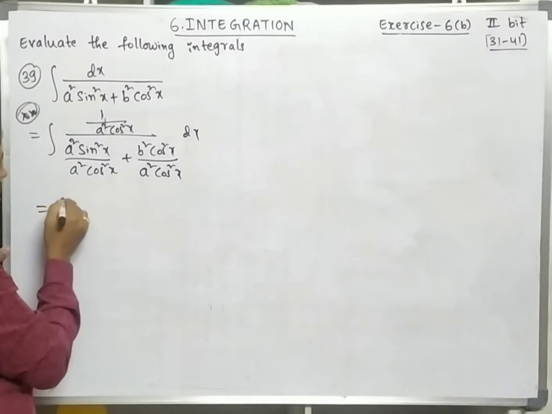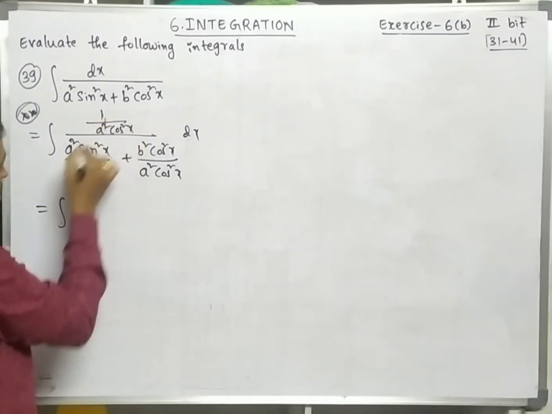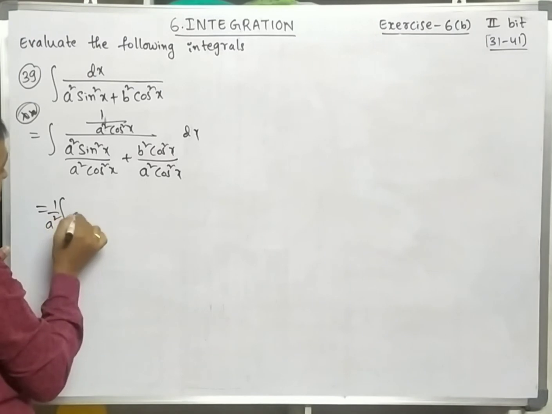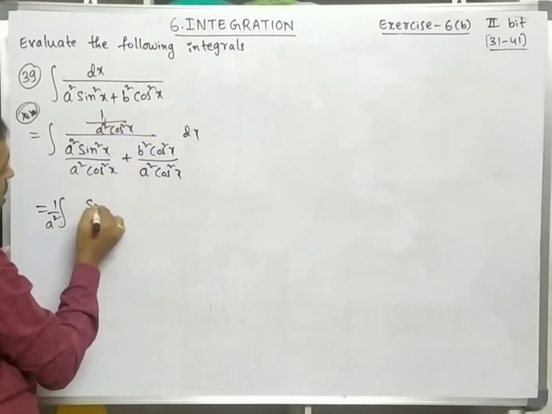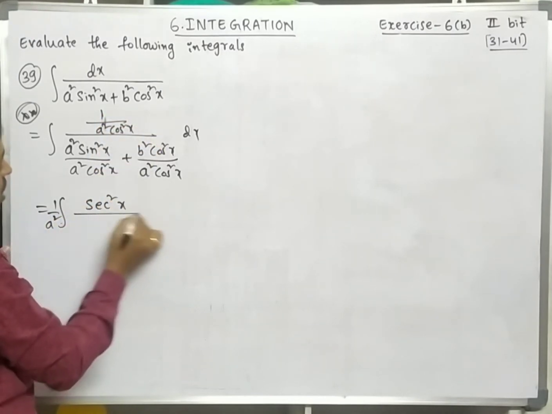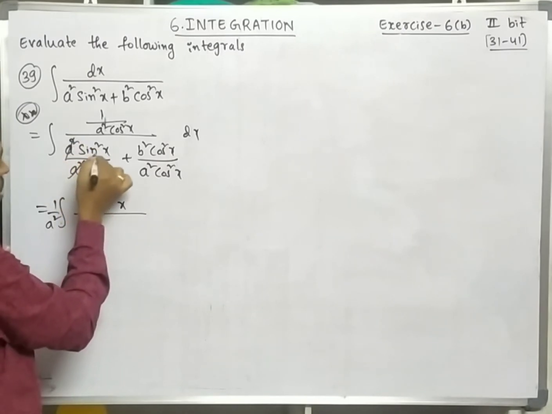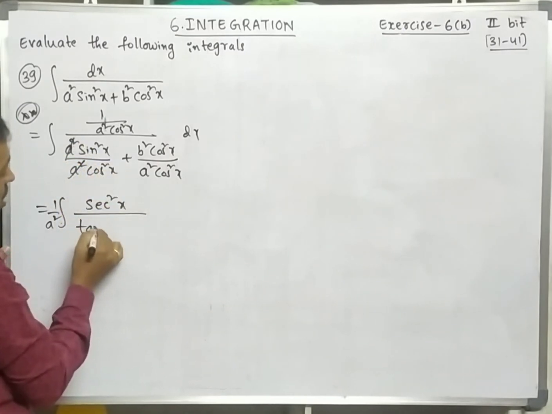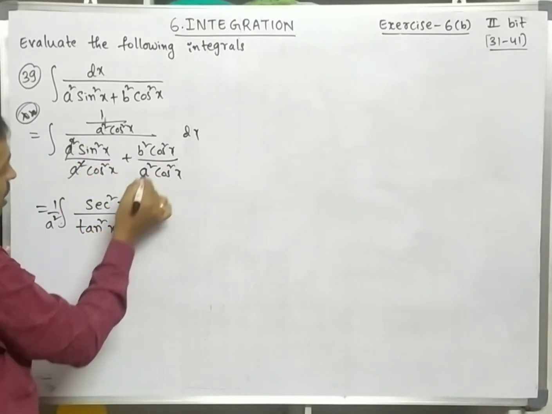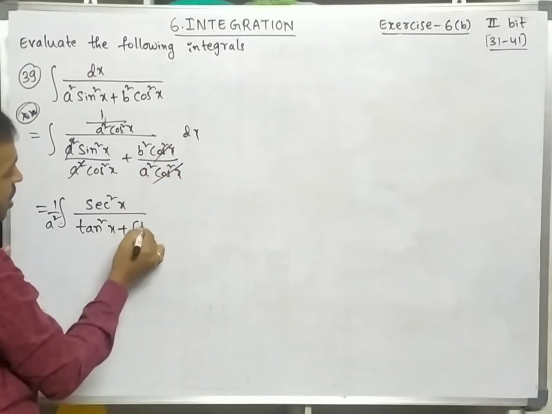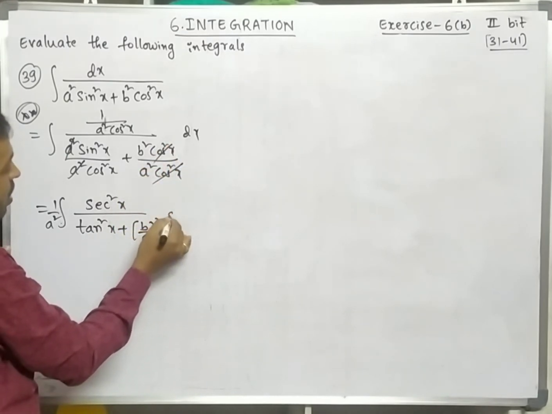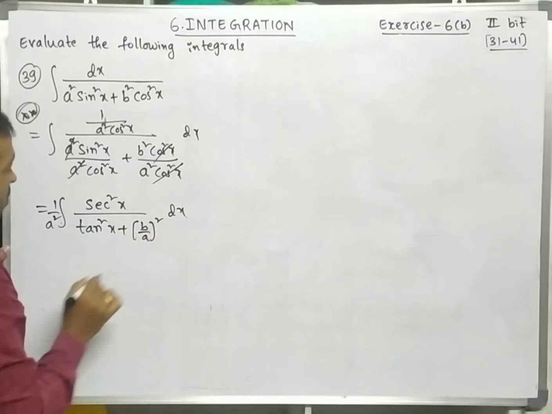And now this is converted as numerator 1 by a square right outside, 1 by cos square x is nothing but secant square x, by a square. x square cancel, sin by cos is tan square x, plus cos square cancel, b by a whole square dx. So conversion completed.